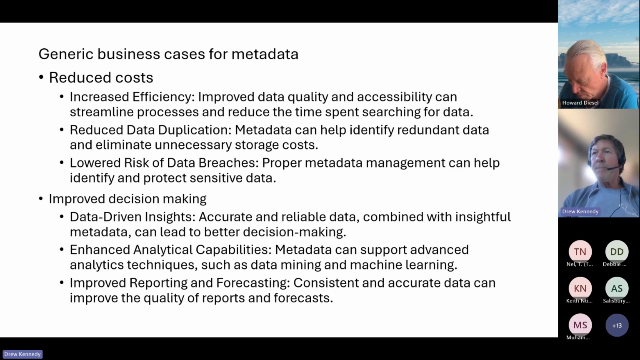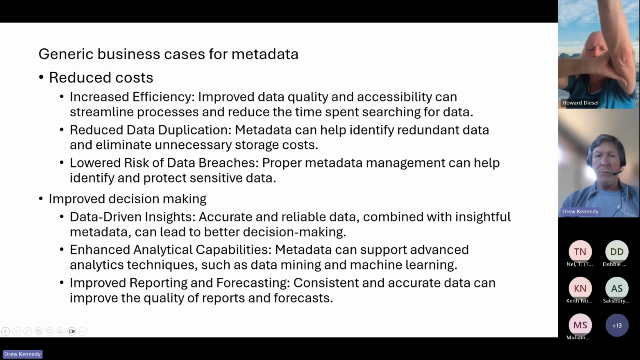Great. Okay. Another strong business case for metadata is reduced costs, and it goes around the duplication effort, which I'll touch on a bit later. Search time, and also hopefully reduced risk of a data breach because you know what is sensitive. Obviously decision making: if you've got accurate, reliable data in the right place, you can get better answers. Your metadata can support your advanced analytics and definitely help with forecasting and reporting. But those are all the generic ones.